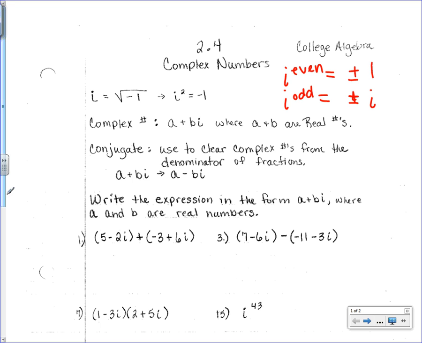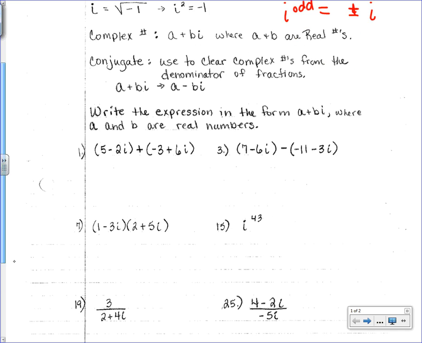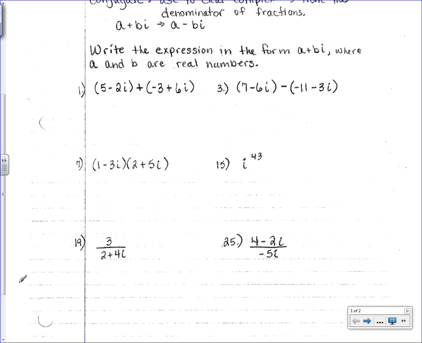Okay? Write the expression in the form a plus bi where a and b are real numbers. So when they say that, they're saying give me 2 plus 4i, don't give me 4i plus 2. Even though obviously that's the same answer, that's not how we write it. Okay? So these parentheses, are they necessary? Are they even doing anything? No, so I'm just going to write that down again, 5 minus 2i.